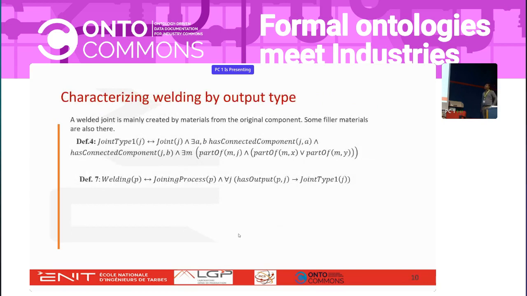Now, if we have the definition of joint, then we can actually formalize three types of joint. We call the first joint type 1, simply that some portion of that joint, some material, actually comes from the component. So it is very typical for, say, a welding process, where some materials are fused to make the joint, but then other things come from the filler metal and stuff like that.